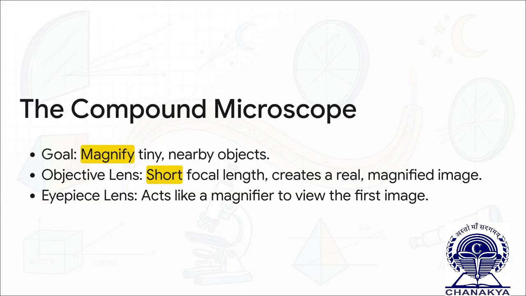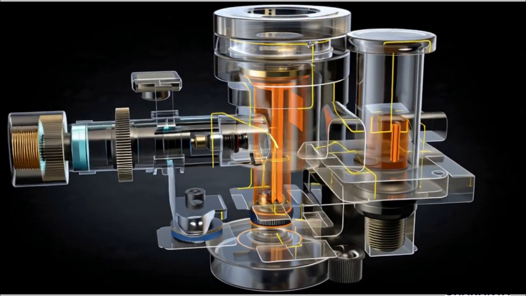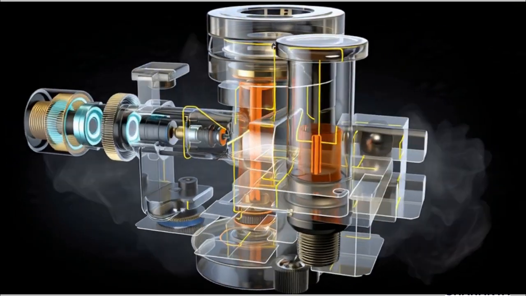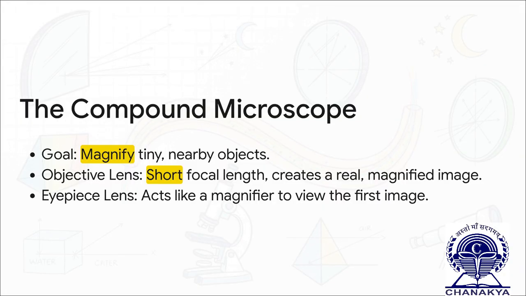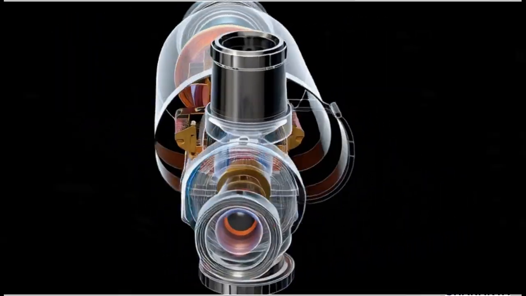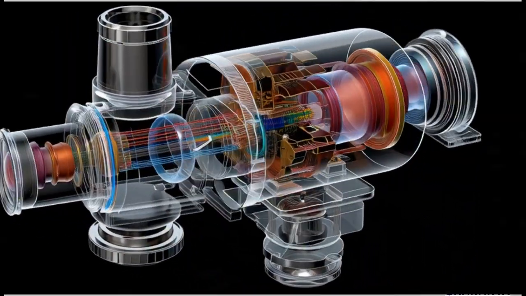Let's start small with the microscope. It's basically a two-step trick using two lenses. The first lens, the objective, has a very short focal length, and it sits right up close to whatever tiny thing you're looking at. It creates a first image that's already magnified and real, meaning you could project it on a screen. Then, the eyepiece you look through just acts like a simple magnifying glass to blow up that image even bigger. Now let's swing to the other extreme with a telescope.